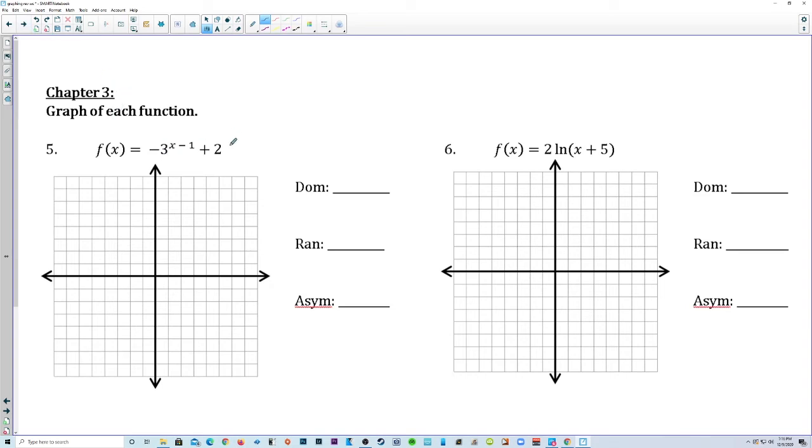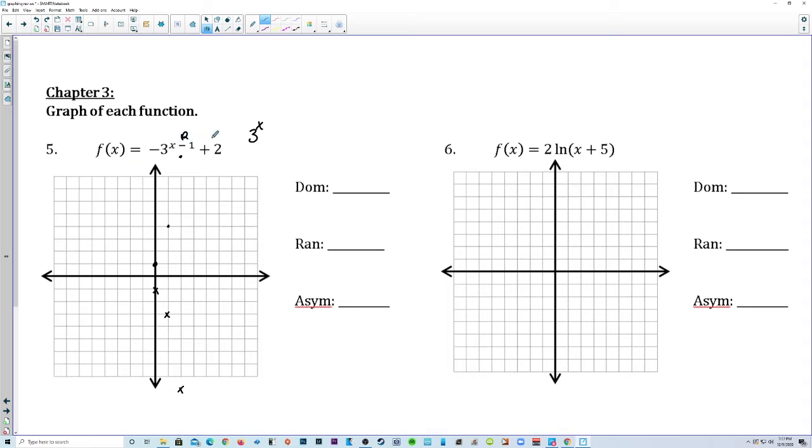Number 5, we have an exponential function. The parent graph is 3 to the x. So 3 to the 0 is 1, 3 to the first is 3. 3 squared would be all the way up here at 9. And so we have this exponential shape. We're going to reflect that over the x-axis. 1, 2, 3. And the 9 would go all the way down there.